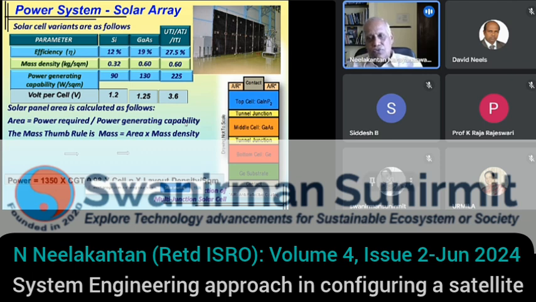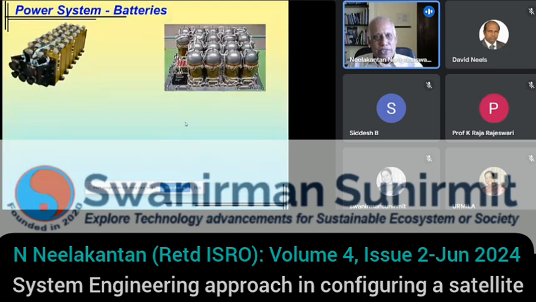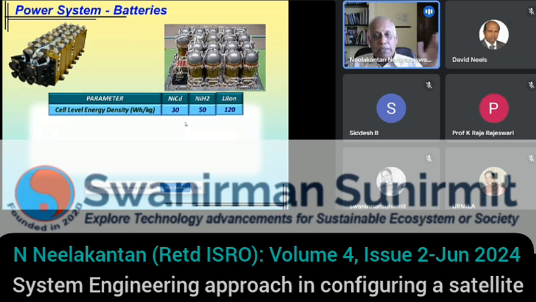This is the construction of a triple junction solar cell. So solar radiation, through the photovoltaic effect, gives rise to electrical energy which gets stored in the batteries. Batteries in the olden days were nickel cadmium, then we migrated to nickel hydrogen. Today mostly all the batteries used on spacecraft are lithium ion, and they have the highest energy density ratios.